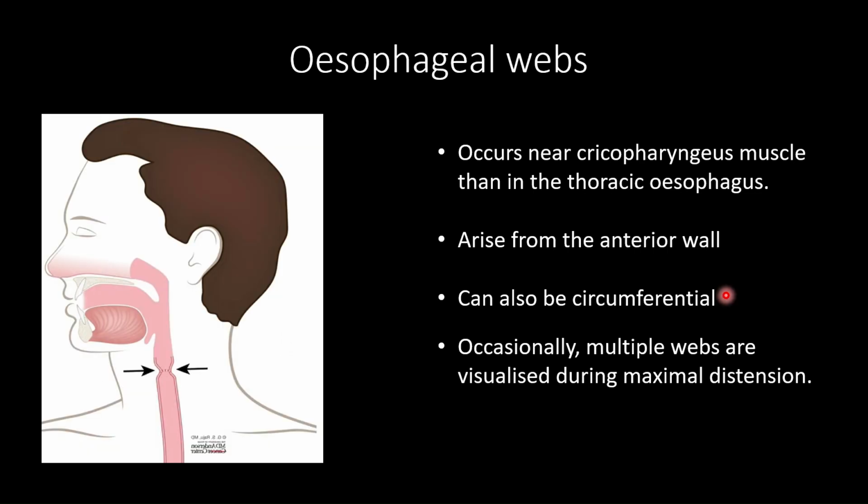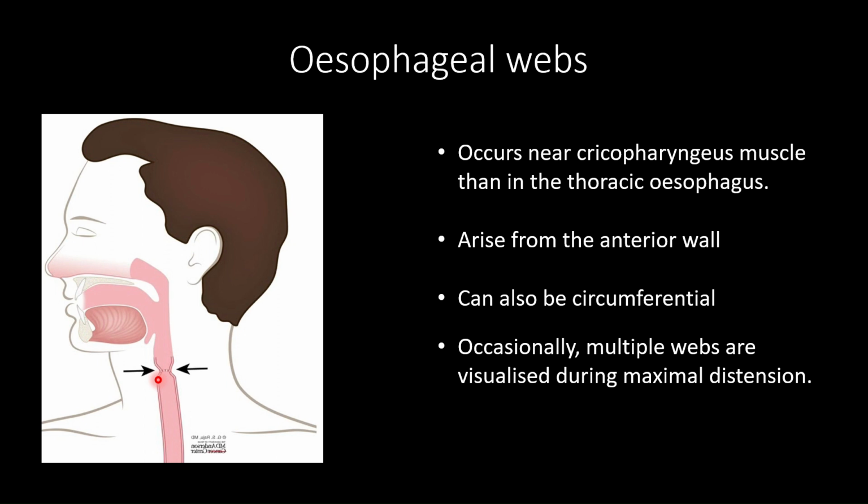Now, esophageal webs are also one of the important causes in which a patient can present with dysphagia. These basically refer to esophageal constrictions mainly caused by a thin mucosal membrane projecting into the lumen. More commonly, they occur in the cervical esophagus near the cricopharyngeus muscle, much more than in the thoracic esophagus. What is important is that they typically arise from the anterior wall, never from the posterior wall.